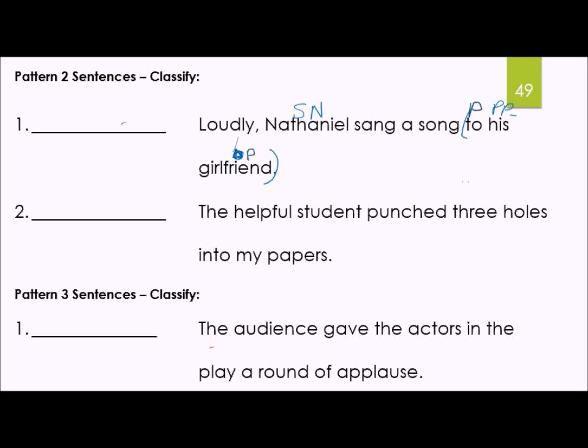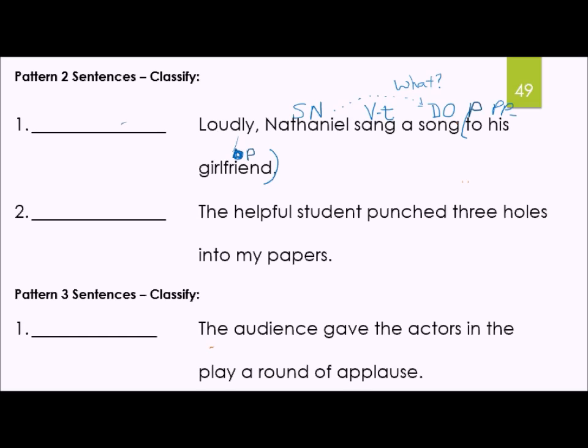Who sang a song? Nathaniel. Subject, noun. What's being said about Nathaniel? He sang. Verb. Sang what? This is an important question. Sang what? Sang a song. So we have a direct object in this sentence. When you have a direct object, you have to change your verb to verb transitive because the action is being transferred from Nathaniel to the song, if that makes any sense. So we call it a verb transitive.